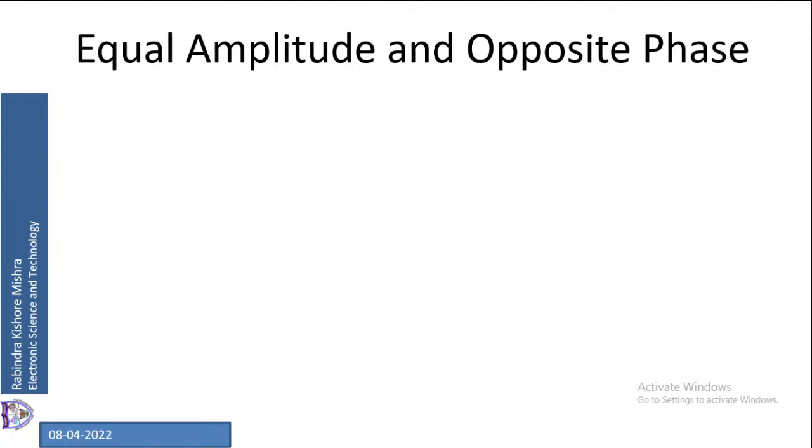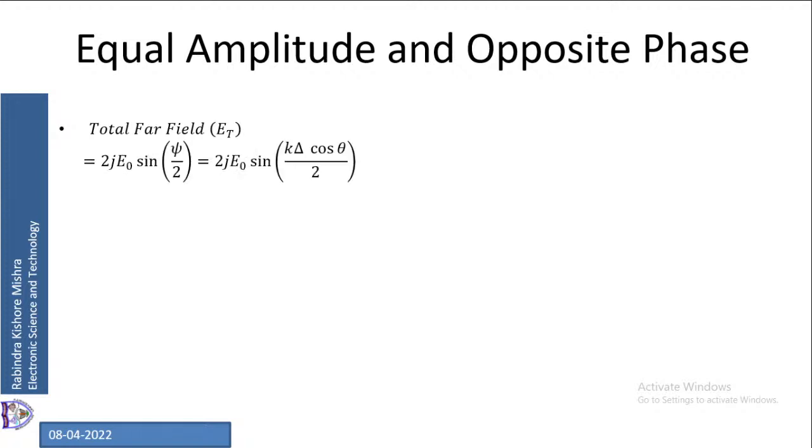So now let us start the last part of two element array, equal amplitude and opposite phase. Total field we have already seen, ET is equal to 2j E0 sin psi by 2. So from where do we get this? How do you get this? The answer is very simple.